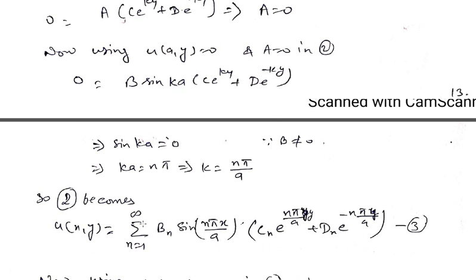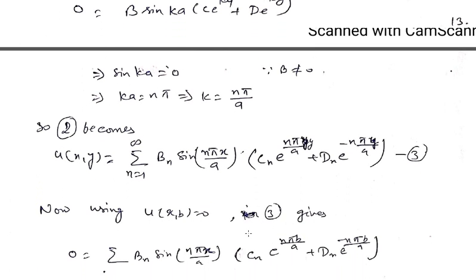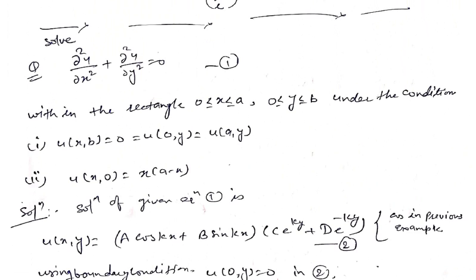u(x,y) is equals to summation n varying from 1 to infinity of bn sin(n pi x by a) into (cn exponential n pi y by a plus dn exponential minus n pi y by a). Now here we apply one more condition. u(x,0) is equals to 0. u(x,b) is equals to 0. This condition will apply.